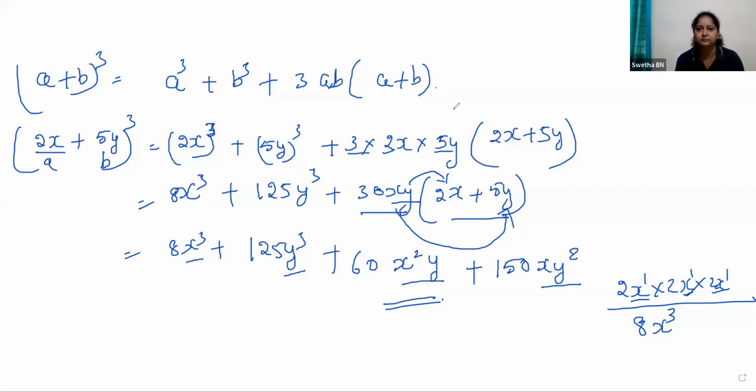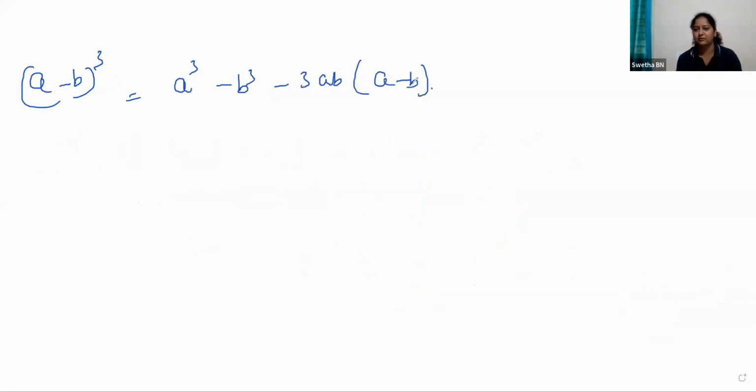Okay, children. And same thing, a minus b whole cube. Same formula: a cube minus b cube minus 3ab into a minus b. I think you know how to do this now, like a plus b whole cube. Wherever you have a minus sign, you have to put a minus sign.